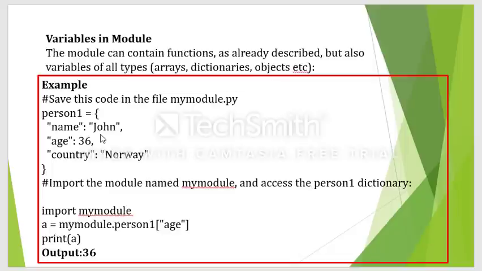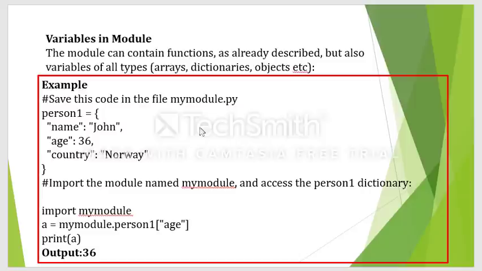Next, how can we define variables in a module? You can see a module can contain functions as already described, but also variables of all types. We can use arrays, dictionaries, objects, tuples, lists, any kind of thing in modules also. Whatever concepts we have learned till now, declaring variables, strings, lists, tuples, sets, all these can be used in modules also.